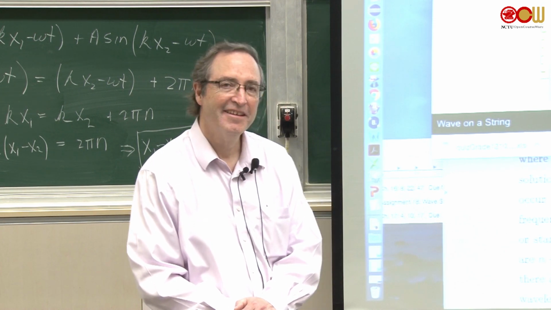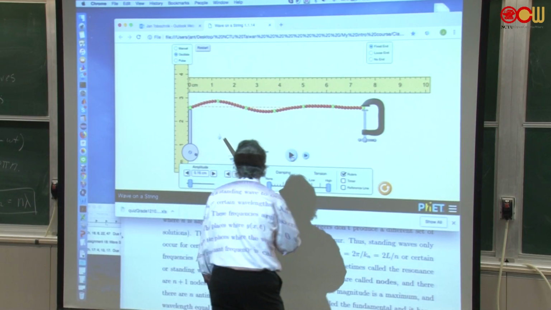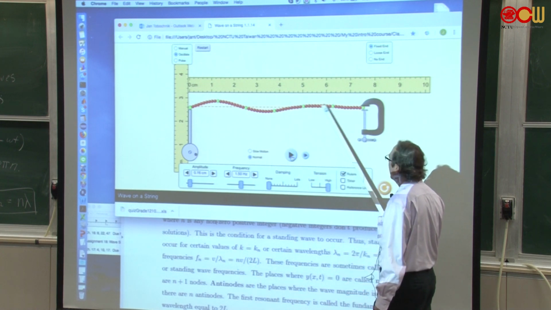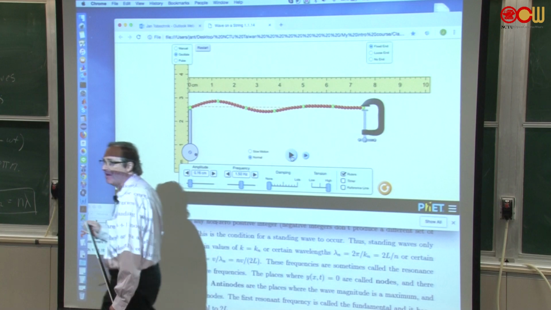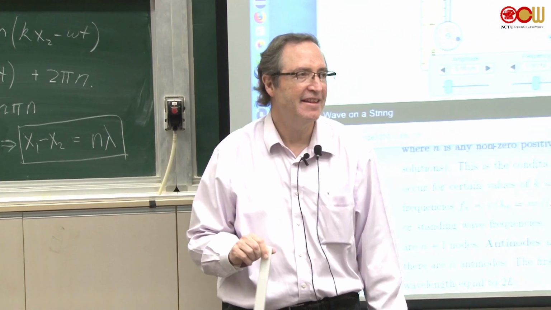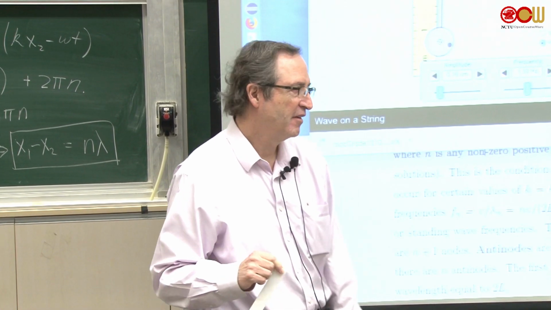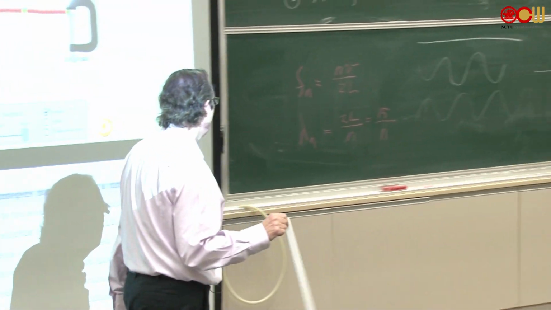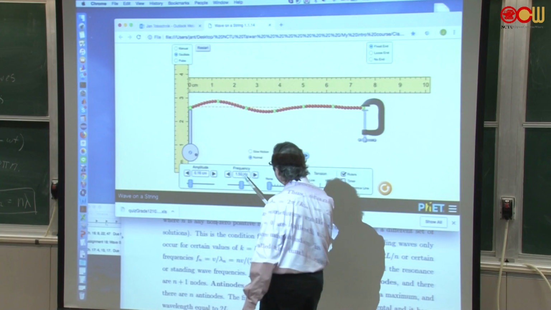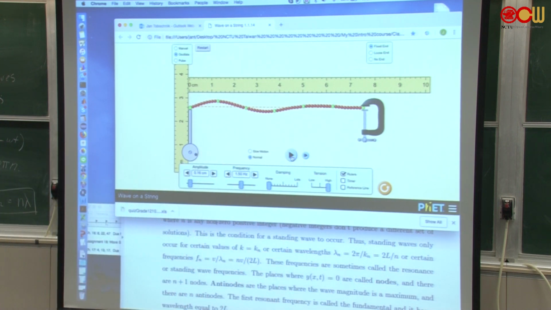All right, so n is 3. That's roughly right. You get 1.5 wavelengths here. All right. So let's say I want to get the n equals 2 standing wave. The frequency right now is 1.5 hertz. What frequency should I set it to get n equals 2?